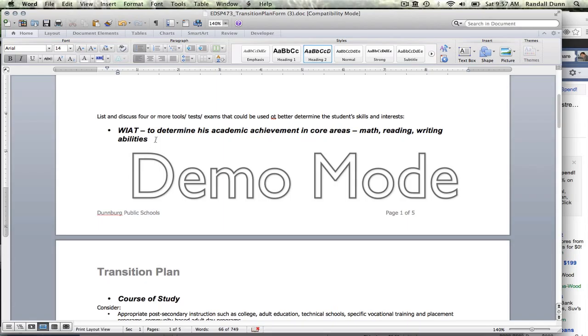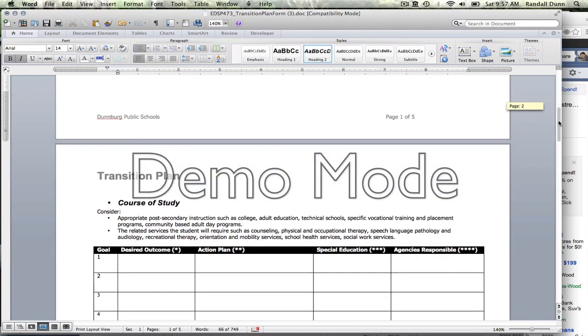These are the tests we've been covering in class: the Transition Planning Inventory, the Wechsler Individual Achievement Test, or Woodcock-Johnson, the PIAT, the TOWL, the OWLS. Any of those will work. It just depends on what you want to think about for your student.